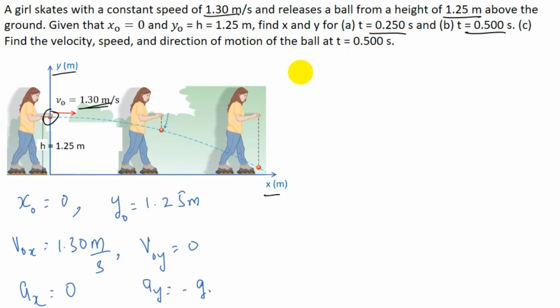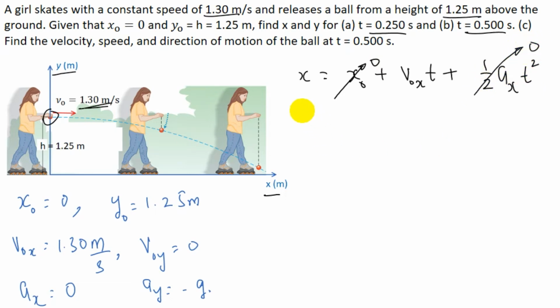So in the x direction we have x equals x naught plus v naught x times t plus 1 over 2 times ax t square, right? Now x naught we have 0, so this term is 0. Now ax is also 0, so this whole term will also be 0. So we obtained that x equals v naught x times t. This is the first equation.